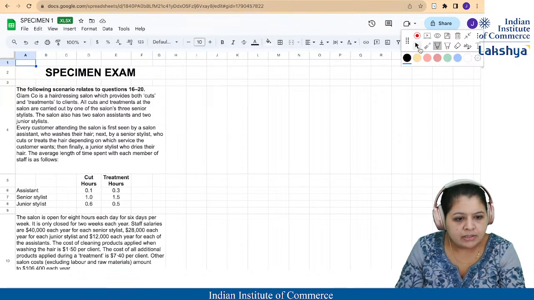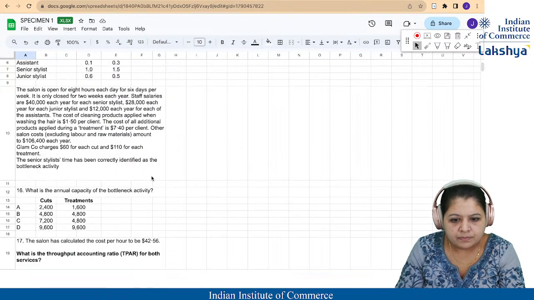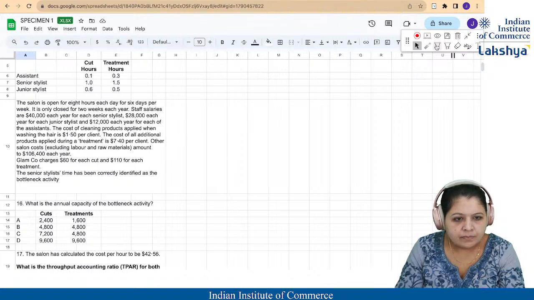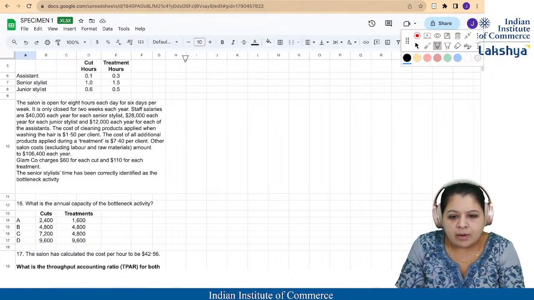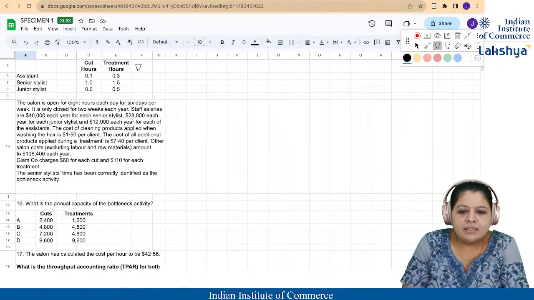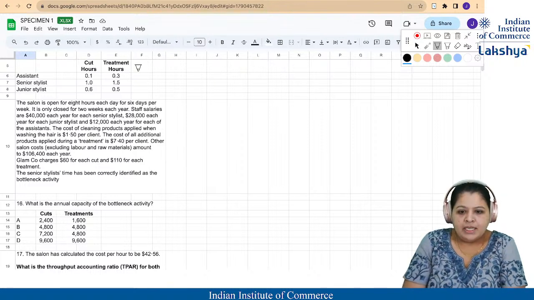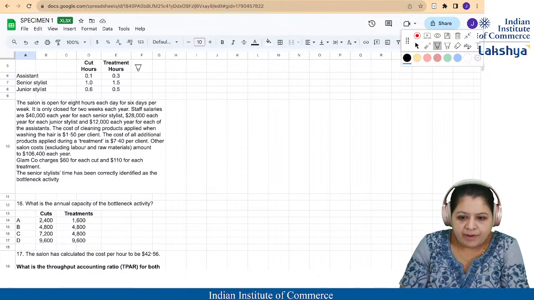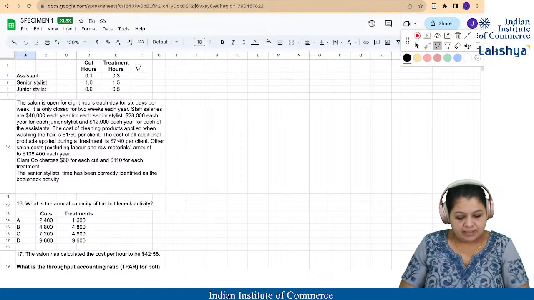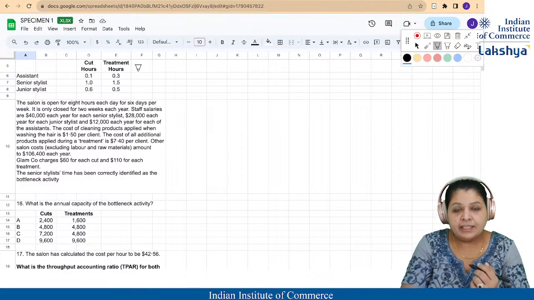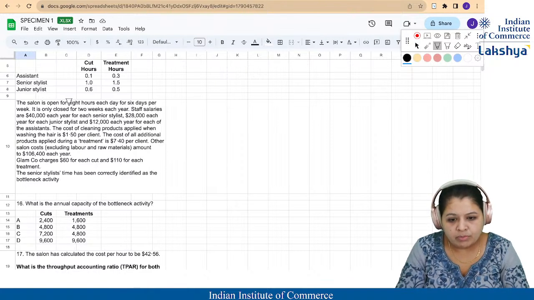So there is this cut and treatment. Cut hours and treatment hours. So assistant cut hours and treatment hours are 0.1 and 0.3. Senior stylist 1 and 1.5, and junior stylist 0.6 and 0.5. A salon is open for 8 hours each day for 6 days. Now look at this. Look at the numbers here, right? I did say they do come in words, which makes it a little difficult for students. Not difficult, I would say, but students can end up overlooking them.